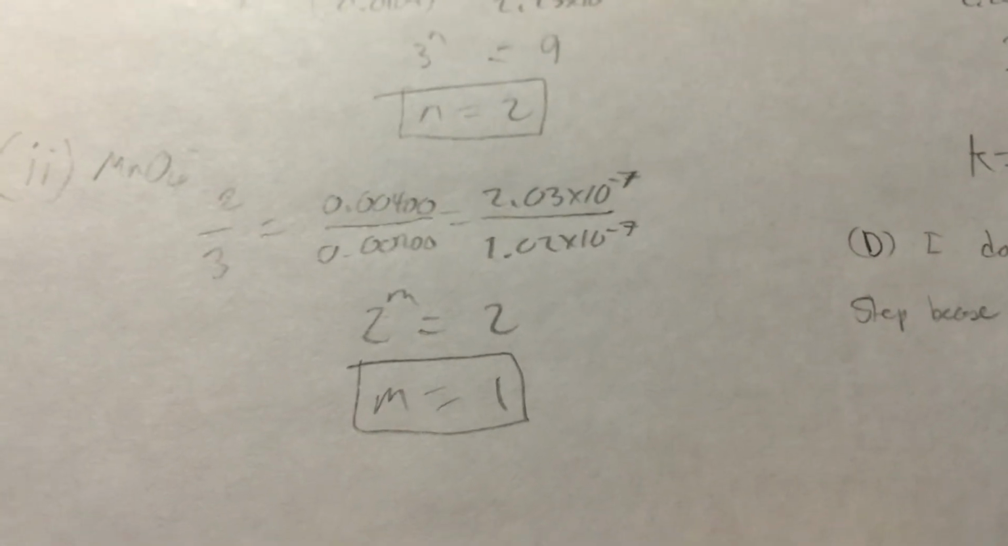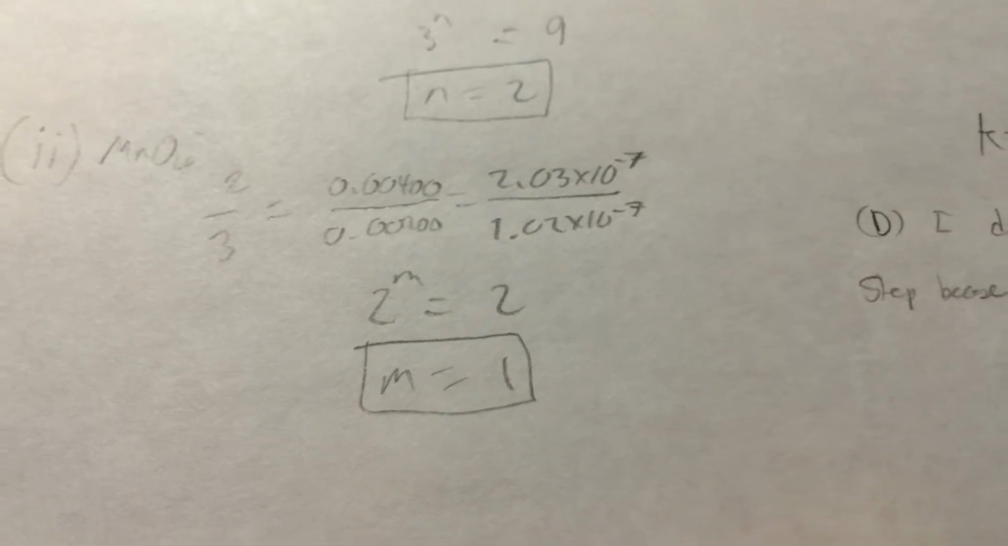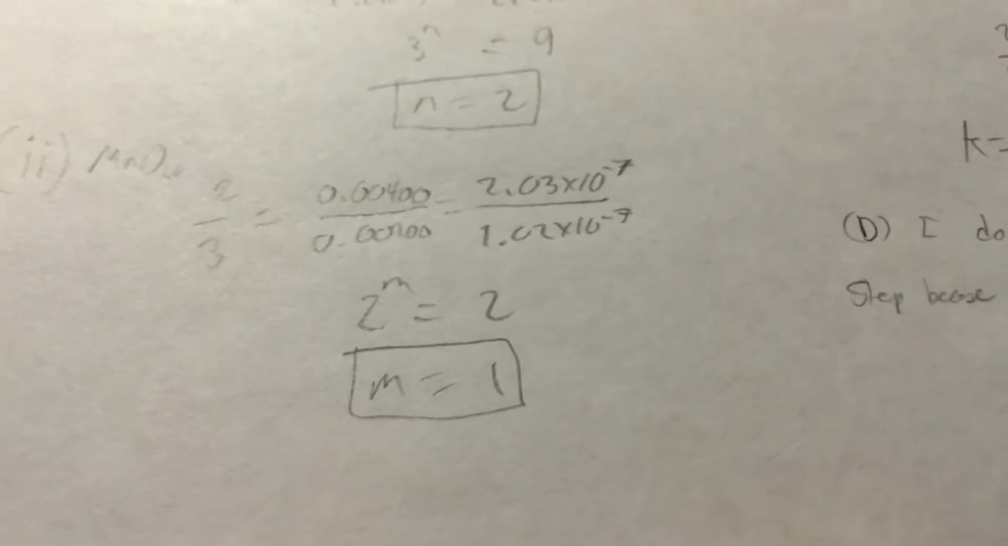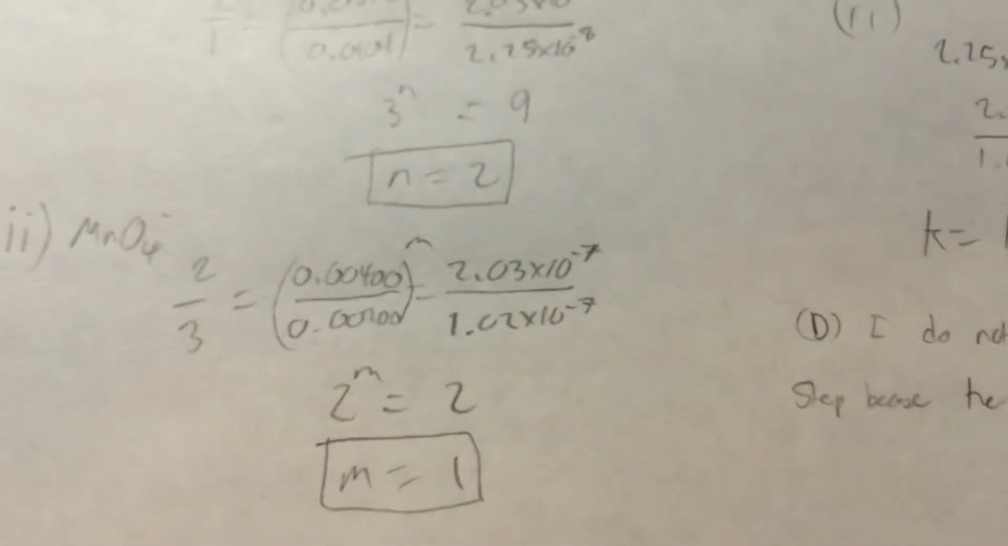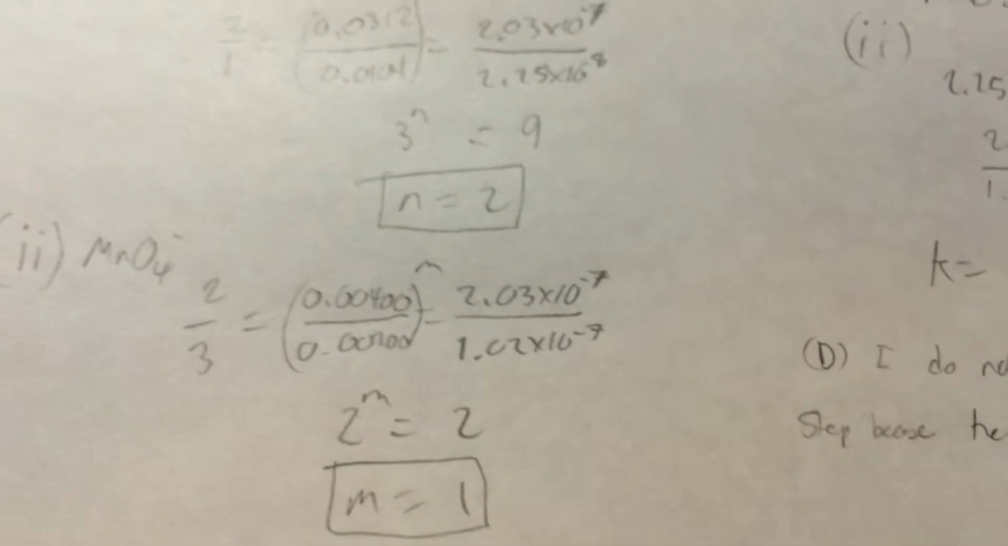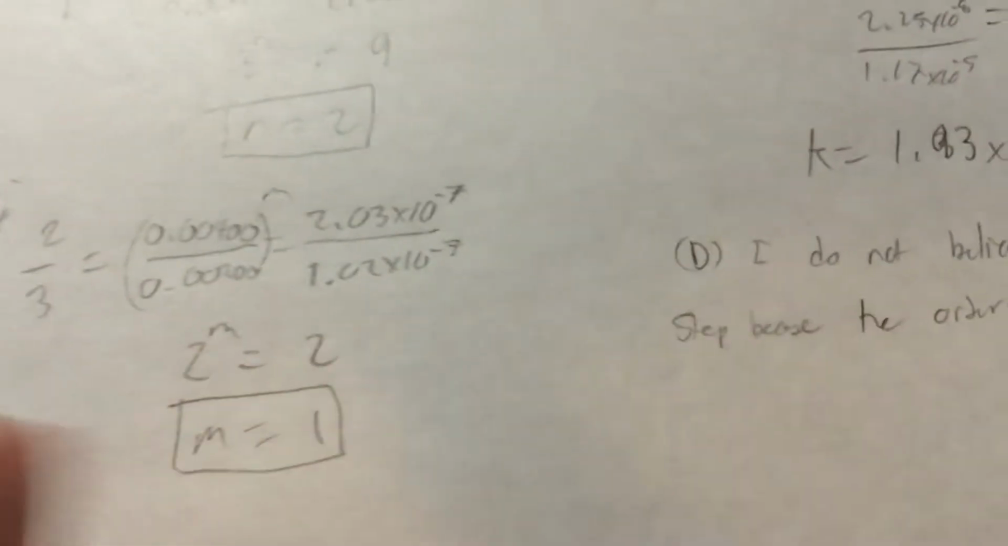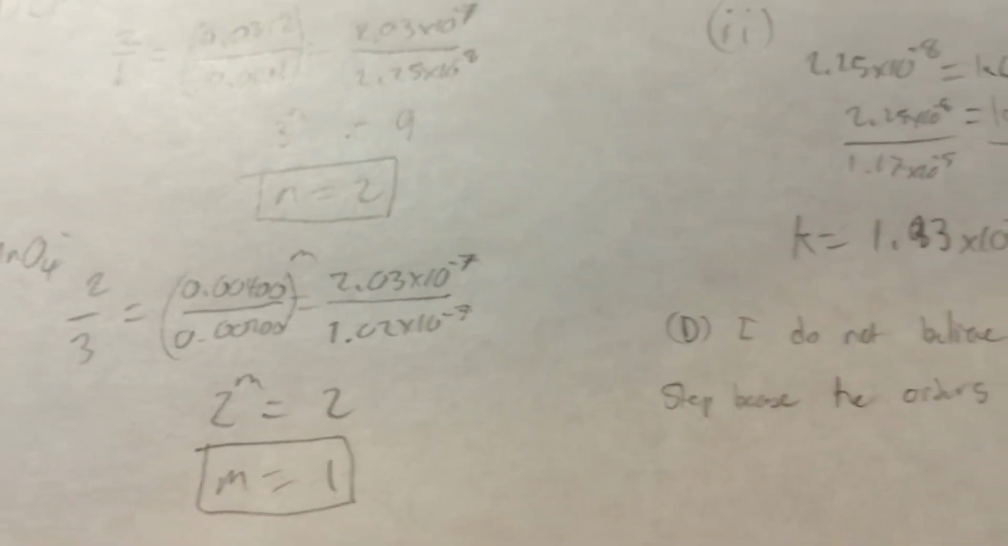So it's going to be 0.00400 over 0.00200, which is equal to 2 to the mth. I forgot to put in the parentheses here. I shall fix that real quick. And that'll be to the m power, and which is equal to 2.03 times 10 to the negative 7 over 1.02 times 10 to the negative 7, which is, both sides end up being 2, so m is 1. And that does it for question B.